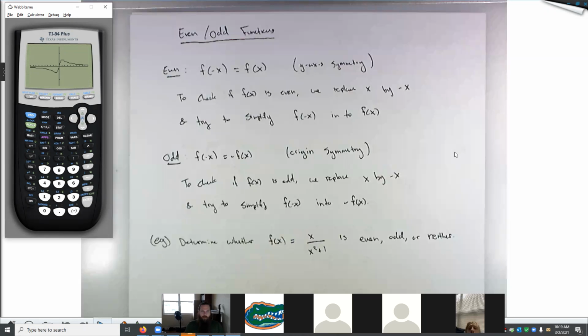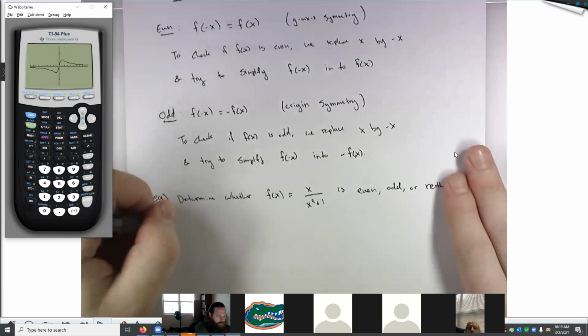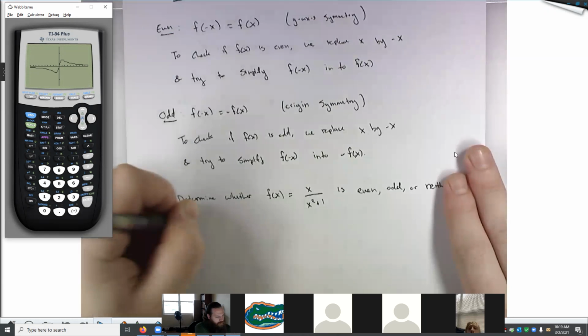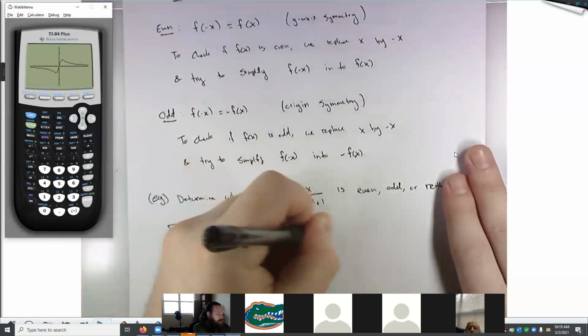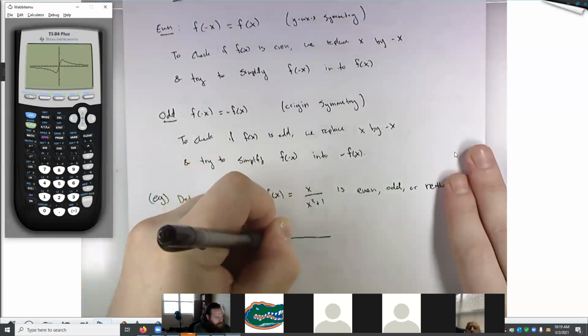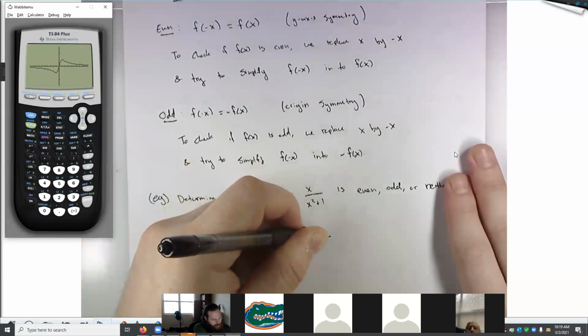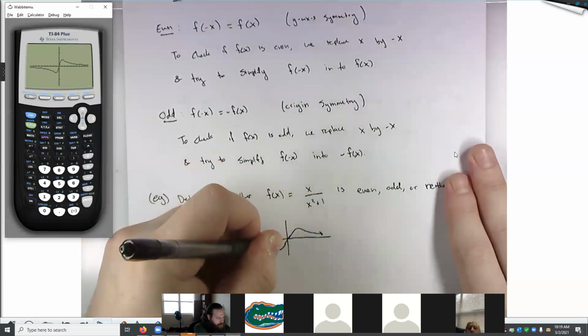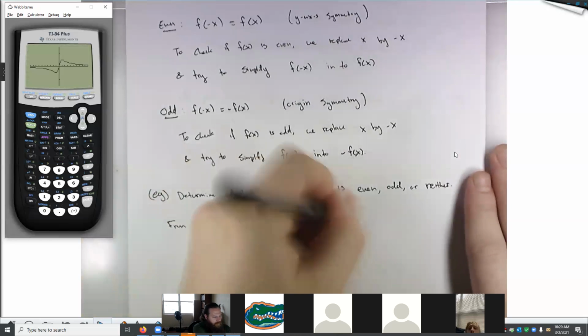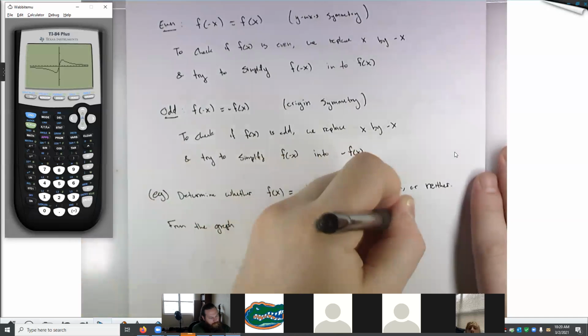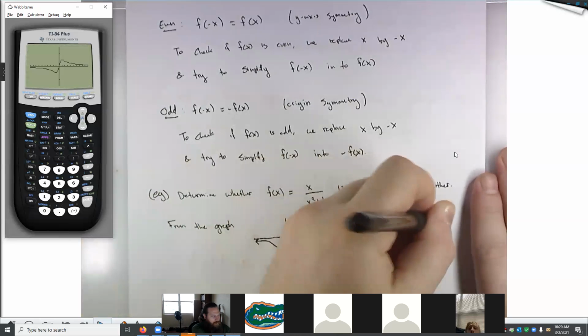But looking at the graph, it exhibits origin symmetry, right? This graph appears to be symmetric about the origin. So we would think that this is odd. I'd say that from the graph. And we can provide a quick sketch. Graph, which looks like this. We think f of x is odd.